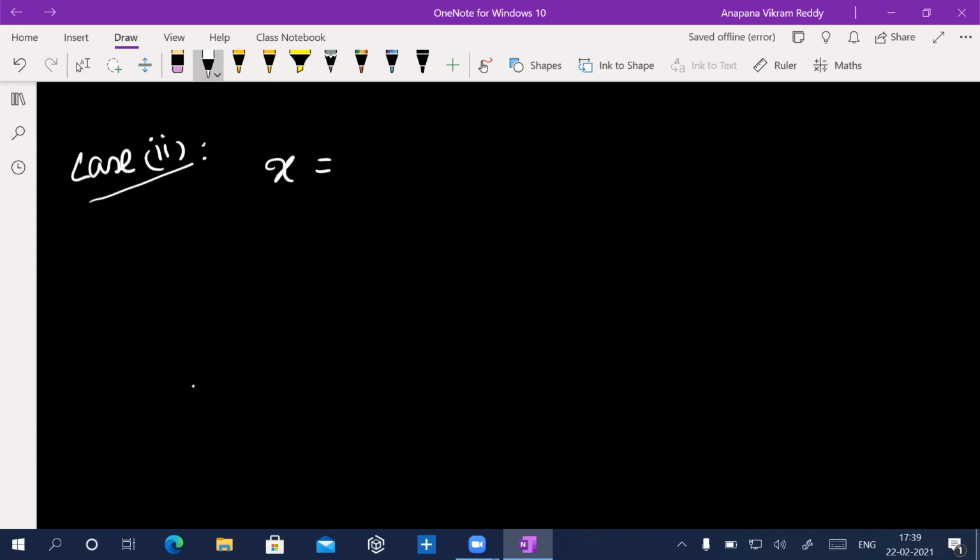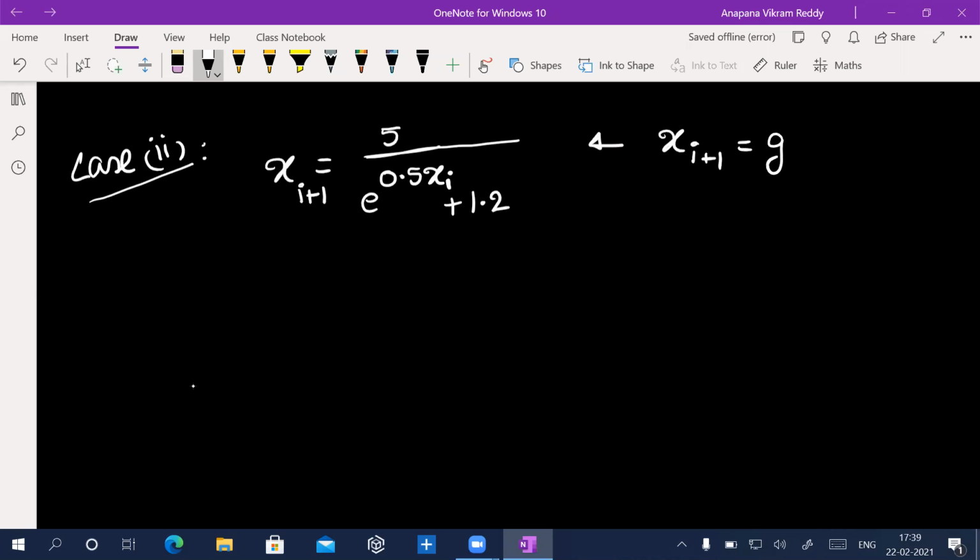So I have x is equal to, what is my case 2 here? x is equal to 5 by e power 0.5x, plus 1.2, right? I want to make this x i plus 1 is equal to this one. So we have constructed it this way: x i plus 1 is equal to g of x i.